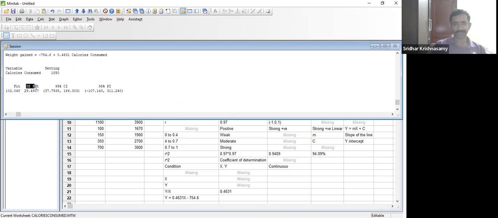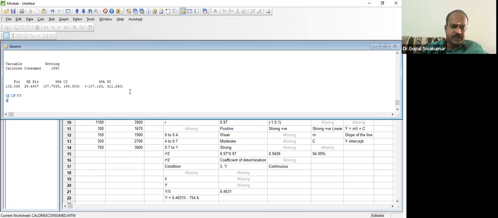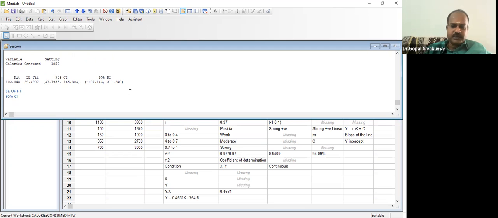Now, there is a standard error of fit. This we must understand. And once you understand that, you can understand the 95% confidence interval. You can also understand the 95% prediction interval. Right? What is this CI? CI is confidence interval. PI is prediction interval.